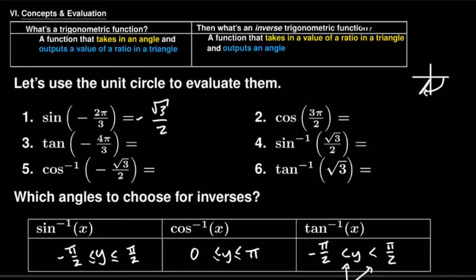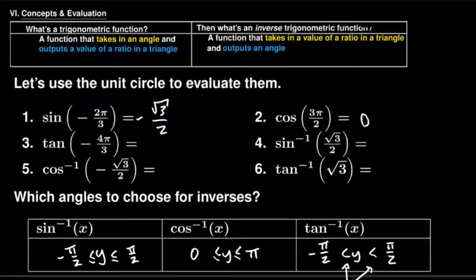Okay. And then so cosine of 3 pi over 2. So going in the positive direction, 3 pi over 2 goes over here. Cosine is going to be negative 1. Wait. It's the x value, so it's going to be 0 there. Cosine is 0 at the pi over 2's.